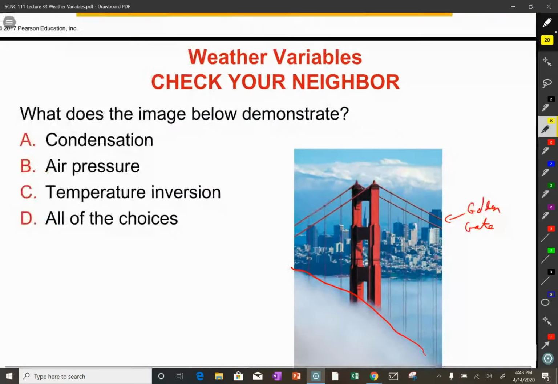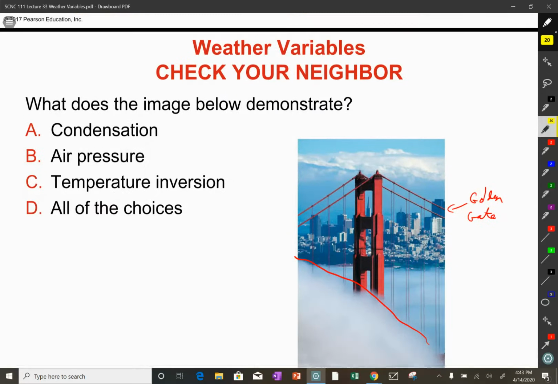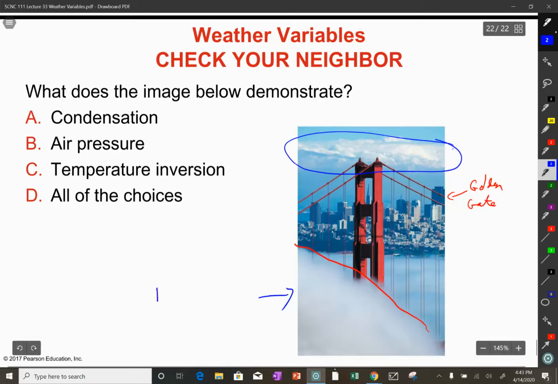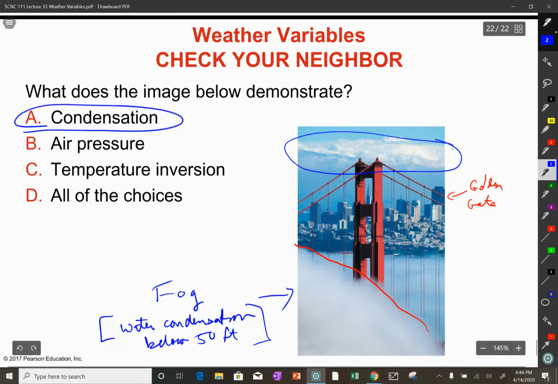So the question is, what does the image below demonstrate? So I know there are clouds in the background here. We'll talk about those in our next lecture. But this right here, what is that? Well, the answer is that's a fog. What is a fog? It's water condensation below 50 feet. And so that's illustrating condensation.